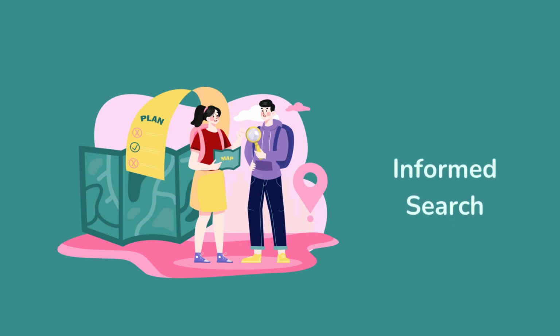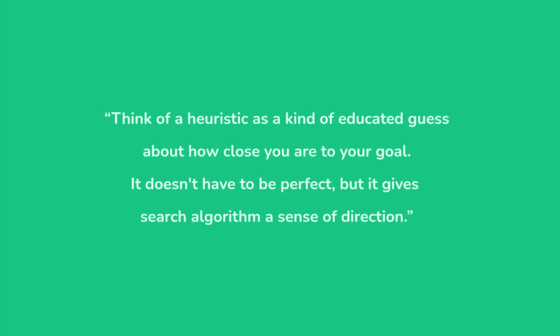Informed search algorithms use additional information, something we call a heuristic, to make smarter decisions about which path to take. Think of a heuristic as a kind of educated guess about how close you are to your goal. It doesn't have to be perfect, but it gives the search algorithm a sense of direction.